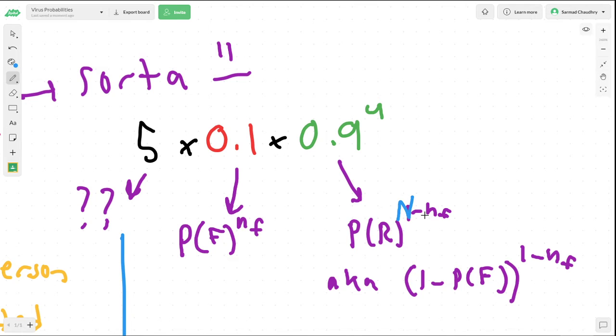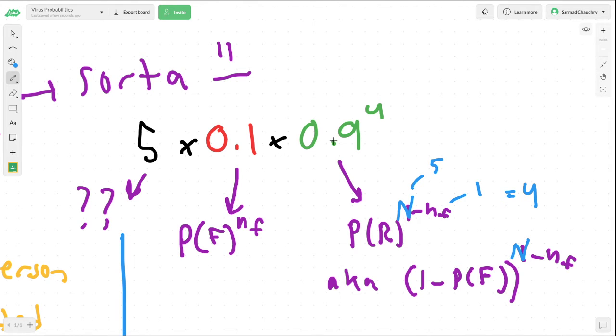N minus NF. So N again was 5. NF is equal to 1. And so this equals 4, right? So 0.9 to the 4. Again, this is a mistake here. This is N. All right. So probability P of R is also equal to 1 minus P of F. So you're going to use either there.